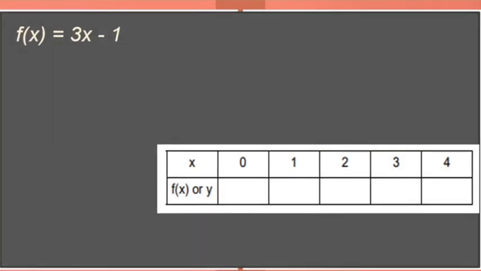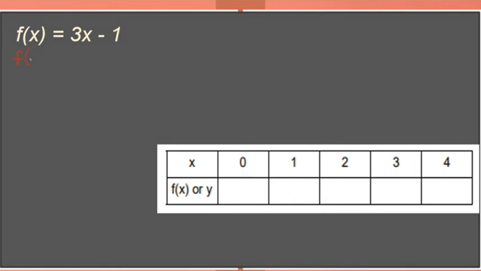Okay, let's have a solution. We have here f of x equals 3x minus 1. Ito yung given natin, tapos ito yung table natin. Ipapalitan lang natin yung x natin ng 0, 1, 2, 3, and 4. Solve natin siya isa-isa. Simulan natin sa 0.